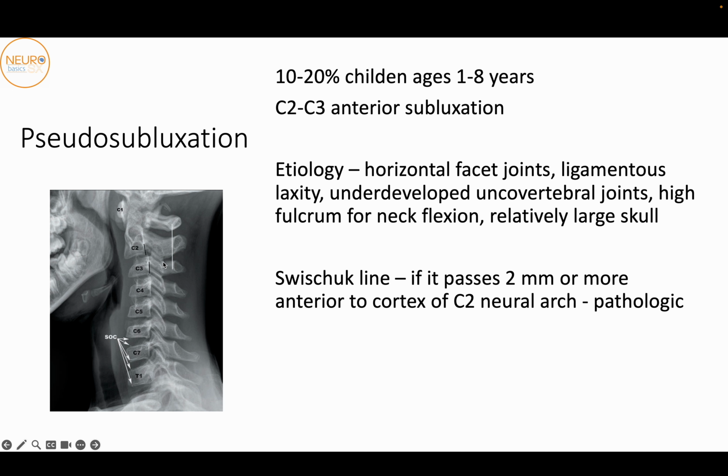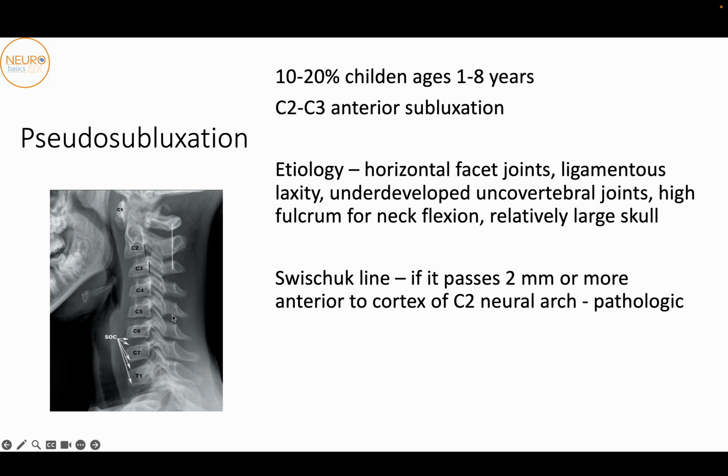Now this can happen because these facet joints are a little bit more horizontal as compared to the lower facet joints. In children, you have a lot more ligamentous laxity. Sometimes the uncovertebral joints, which are supposed to stabilize the spine, are not very well developed. In children, neck flexion happens at a slightly higher level than at the lower levels. Because of that, they can develop pseudosubluxation, and the skull is relatively large as compared to the rest of the body. So that's another reason.